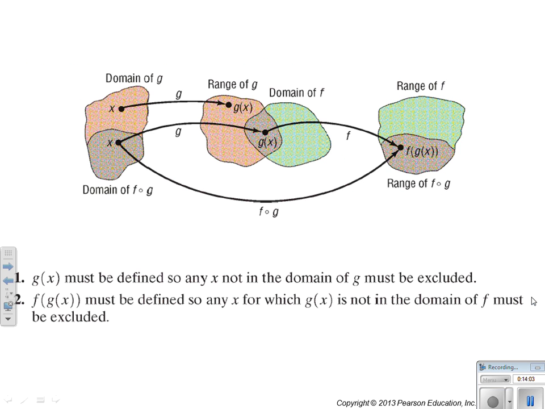Keeping life simple. I'm going to read this because the book feels like it's important enough to make a whole entire slide out of it, but just stick to logic. g of x must be defined, so any x not in the domain of g must be excluded. f of g of x must be defined, so any x for which g of x is not in the domain of f must be excluded.